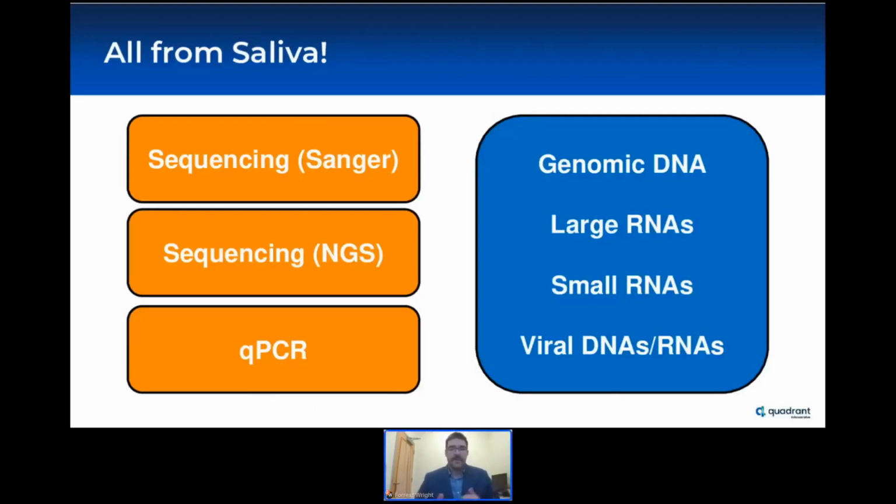So all from saliva, we can do all of this. Saliva-based sampling allows development of all of our current products in our pipeline. And these vary in the use of technologies that include Sanger sequencing, next generation sequencing technologies, and qPCR, just to name a few. And a single swab can provide us with everything from genomic DNA, large and small RNAs, as well as microbial and viral genomic materials, be they DNA or RNA.